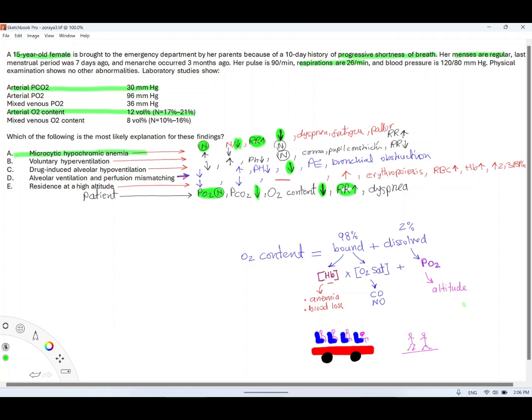And of course, go back to our formula. Oxygen content equals bound oxygen plus dissolved. Remember, hemoglobin concentration was affected by anemia and by blood loss. Our patient also has blood loss. She has menses, right? Let's go here. Her menstrual period was 7 days ago. They're irregular, and her menarche just occurred, so she's just starting to have menses. Usually in the beginning, menses are heavy and prolonged. So the bleeding matches and the anemia matches. So that would be the best choice, A.